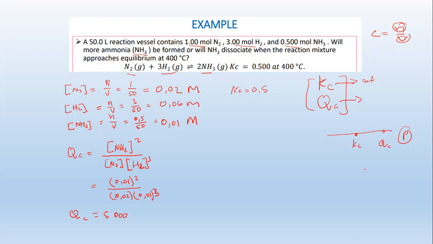QC is greater. Remember, when QC is greater than Kc, that means we have more products, right? But we know that the equilibrium will shift to the left, but we don't need to answer that. The question was strictly this one. Therefore, you're going to say more NH3 will be formed, since QC is greater than Kc. That's how we apply what we have just learned on the previous slide.